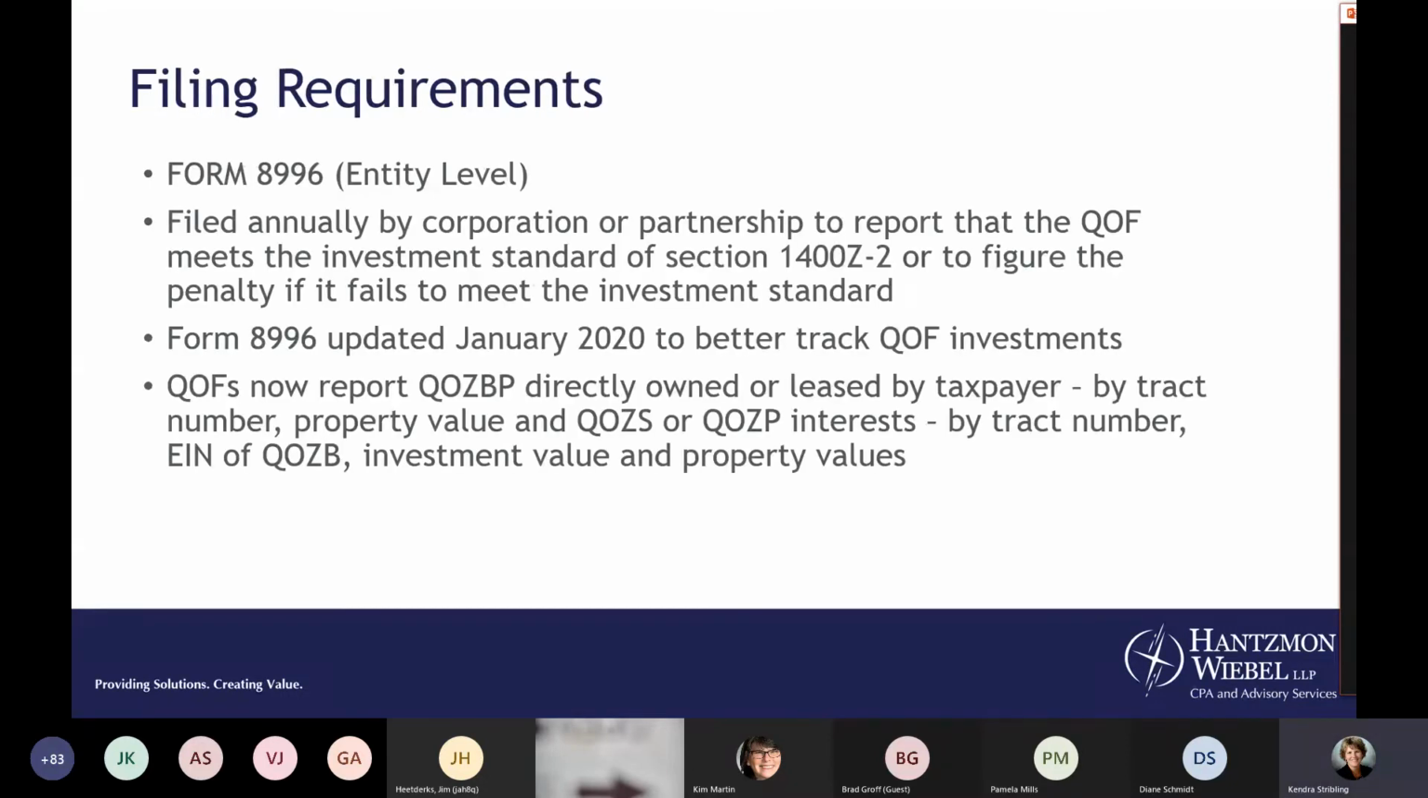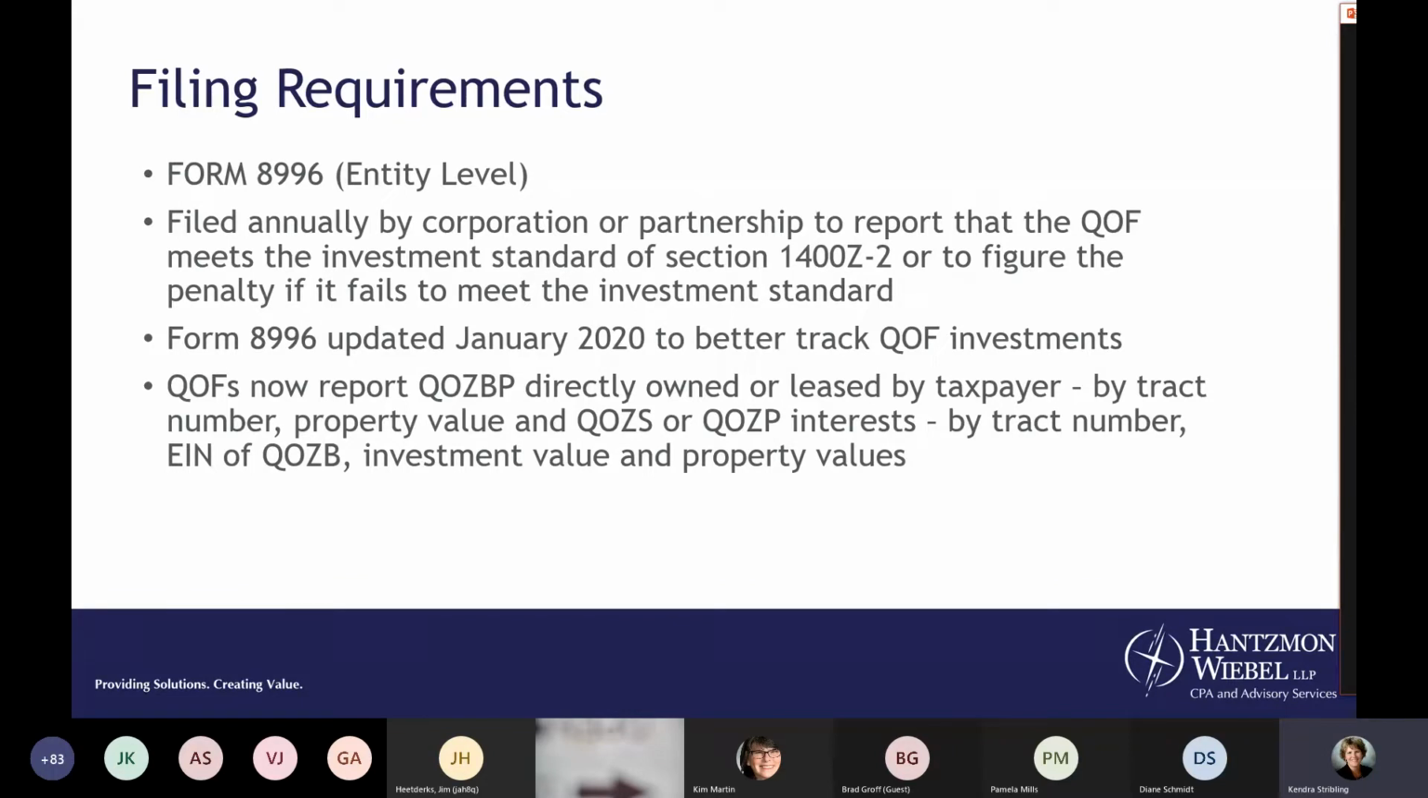There are several filing requirements for both QOF entities and QOF investors. Form 8996 is filed annually by corporations and partnerships to self-certify that it is organized to invest in qualified opportunity zone property. The form reports that the QOF meets the investment standards or to figure the penalty if it fails to meet the investment standard.